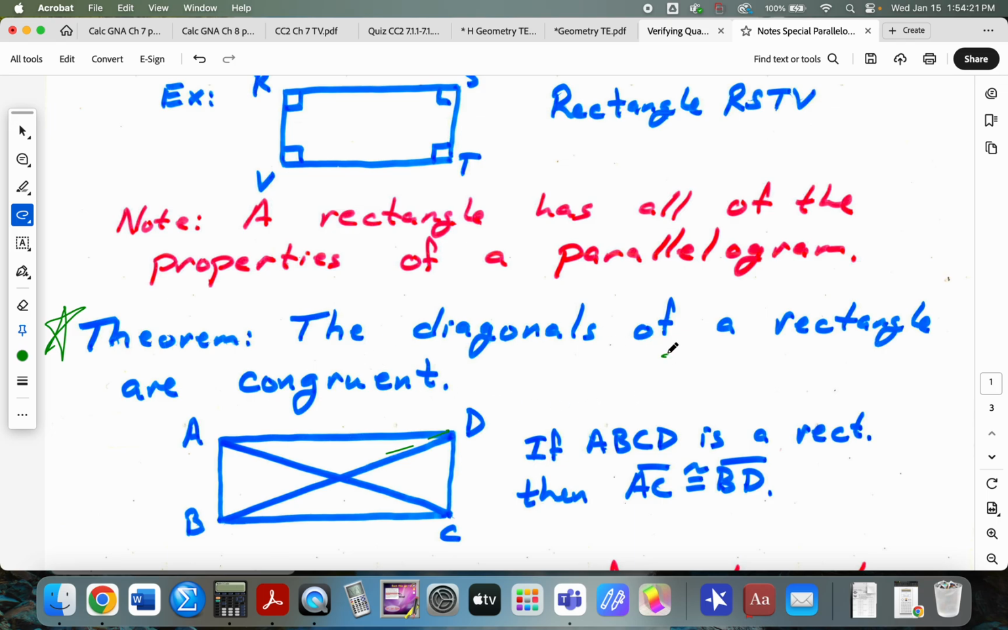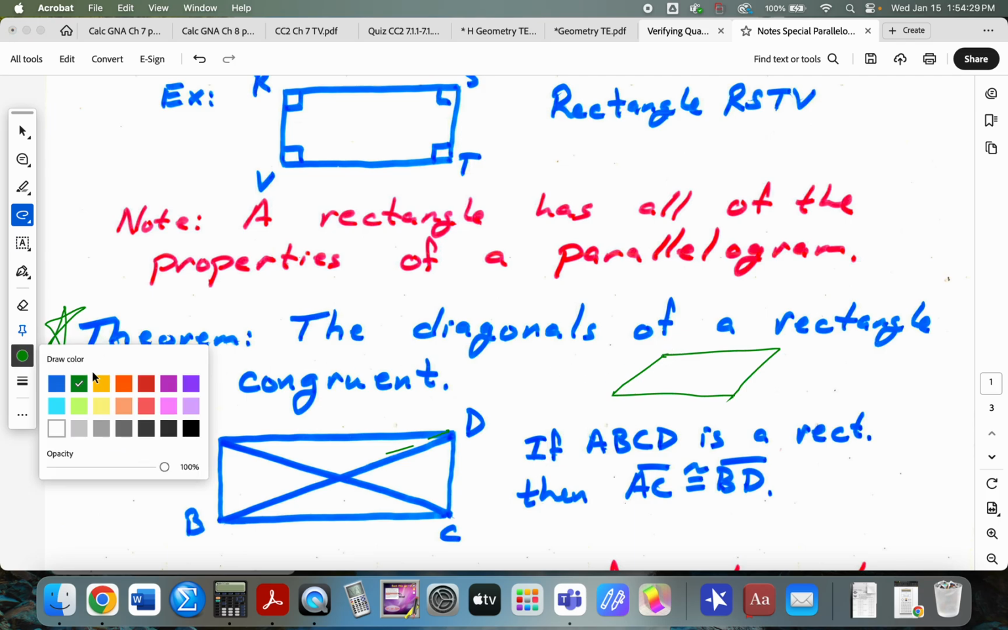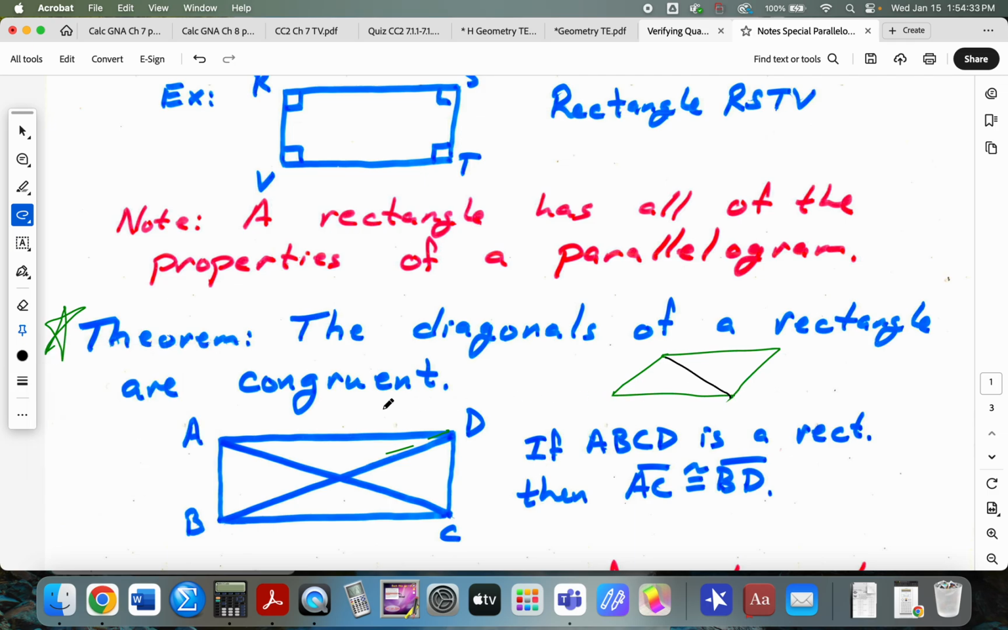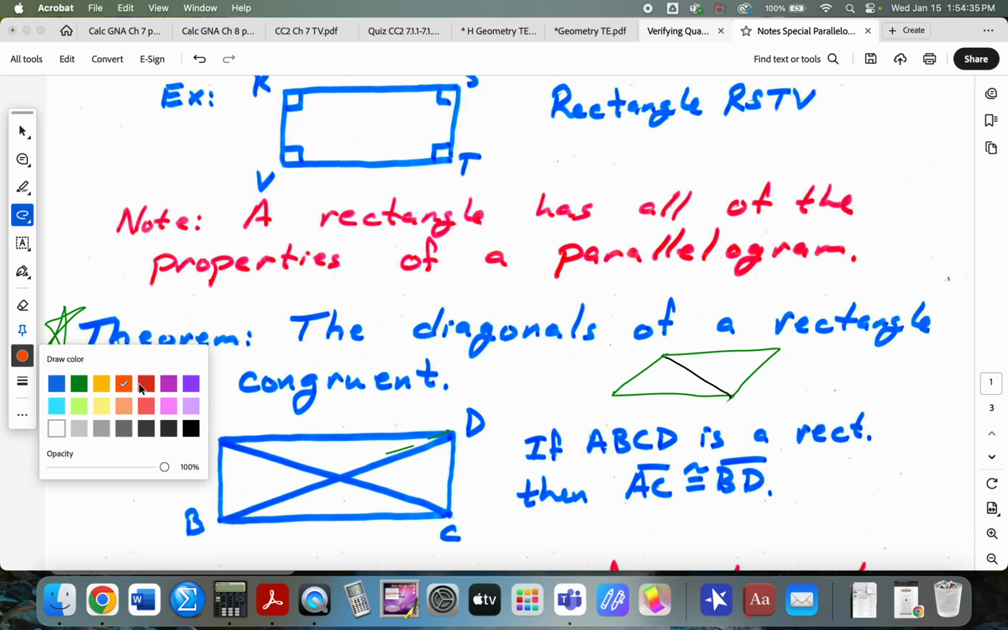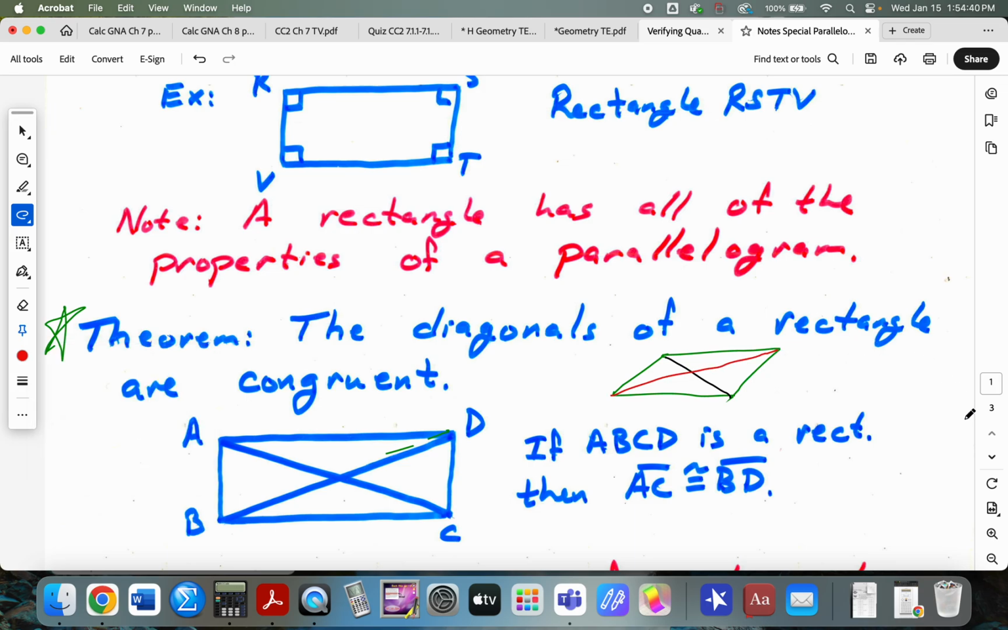If you've got an ordinary parallelogram like this, where it leans over, I'm going to draw the 2 diagonals. This black diagonal is short, and this red diagonal is long because of the direction that it leans. But because a rectangle doesn't lean one way or the other, the 2 diagonals are the same length.